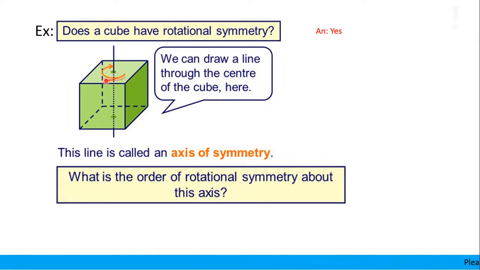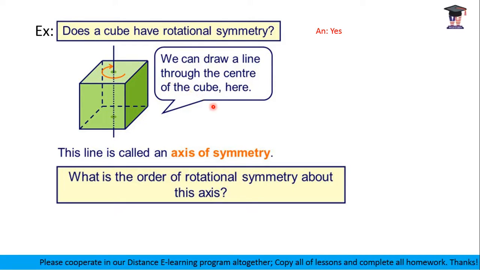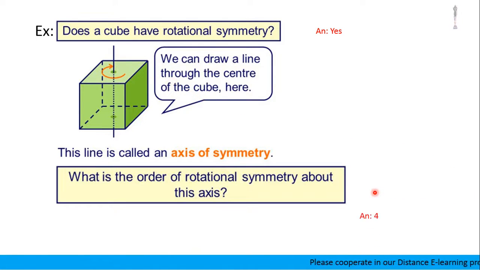Okay, when we rotate 90 degrees, does it fit or map onto itself? Yes. So how many times of 90 degrees? Yeah, good. There are 4 orders of rotational symmetry.